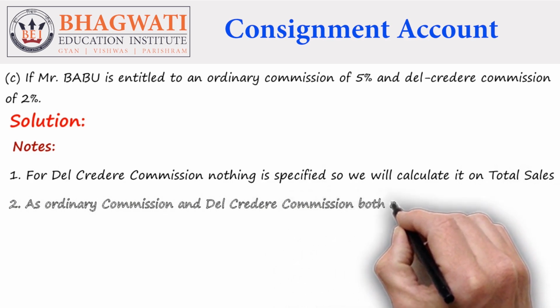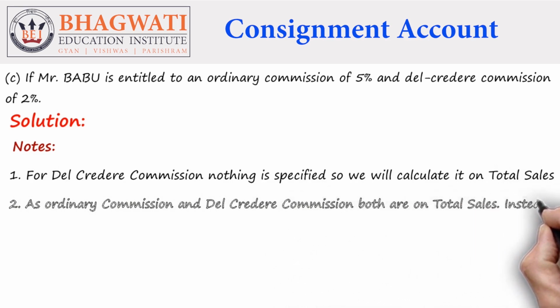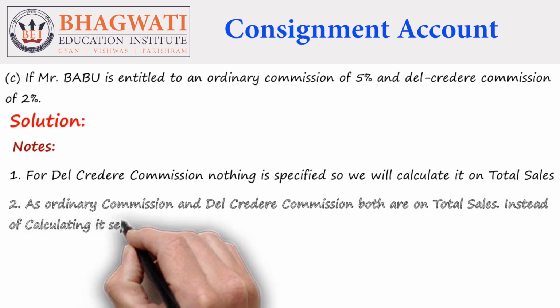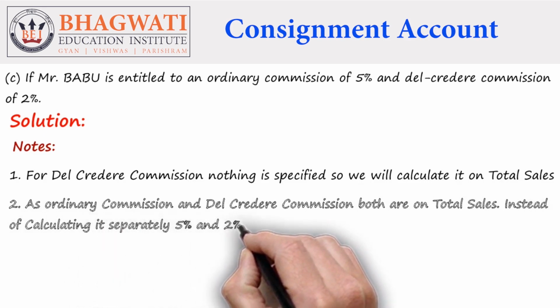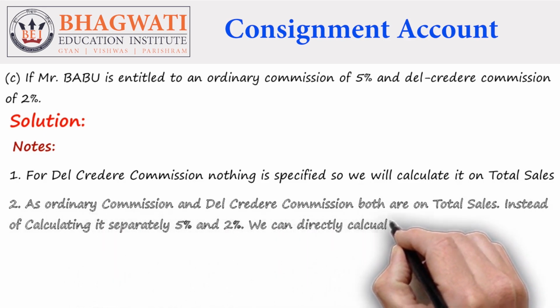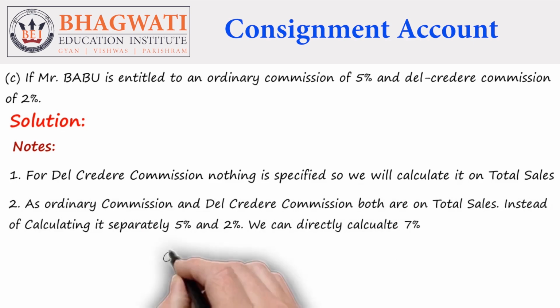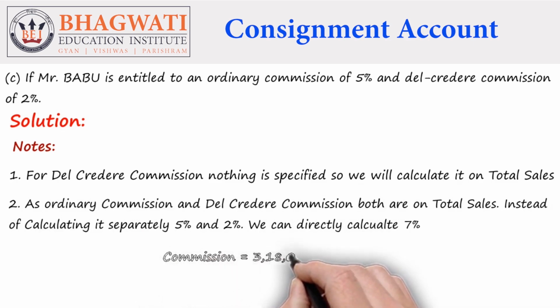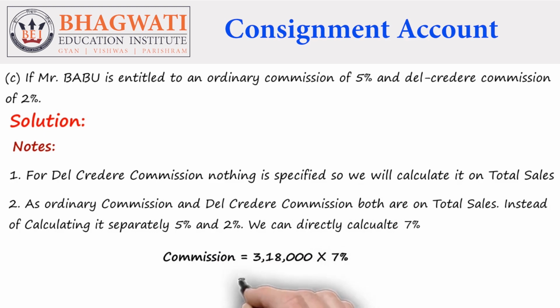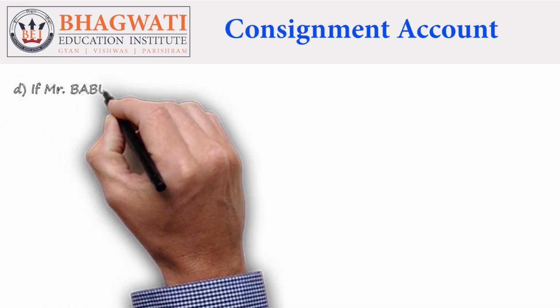As ordinary commission and del credere commission both are on total sales, instead of calculating it separately, 5% and 2%, we can directly calculate 7%. So here I have calculated 7% directly, but if you wish, you can calculate 2% and 5% separately. So commission will be 3,18,000 into 7%. That is 22,260. So let us discuss next case. Case D.